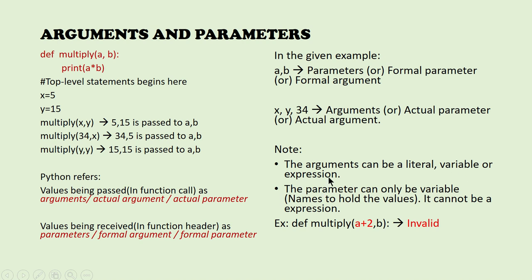Please try to recall the different ways of writing the function call statement. We have already discussed, right? In the function call statement, you can also have an expression. However, in the parameter, you will never be able to use any expression. It should be only a named location. It should only be a variable. You can use any user defined name of your choice, but it should be only a variable. It cannot be an expression. So def multiply of a plus 2 comma b, this is a function header. In the function header, definitely you cannot use an expression. Just keep that in your mind.